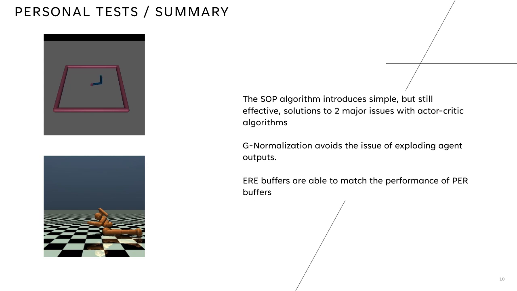To summarize, the SOP algorithm introduces simple but effective solutions to two major issues with actor-critic algorithms, while still maintaining state-of-the-art results. G-normalization avoids the issue of exploding agent outputs by ensuring the magnitude of the output is always 1, and ERE buffers are able to match the performance of prioritized experience replay buffers with significantly less complexity, while maintaining those state-of-the-art results.